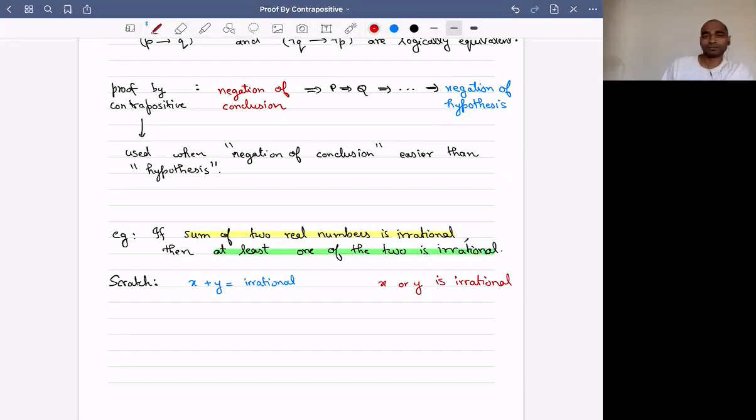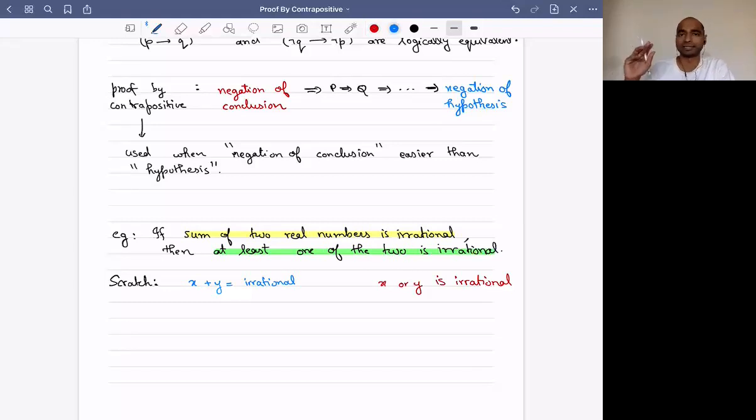Now the problem is that we don't have a good description of what an irrational number is. We know what a rational number is. It's a ratio of two integers. But what is an irrational number? It's something that is not rational. I don't know how to simplify anything in here. I'm just stuck at this point.